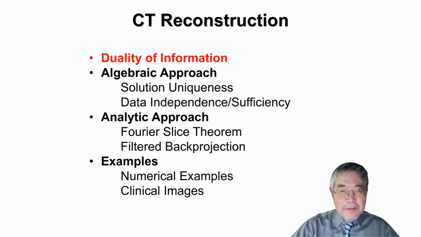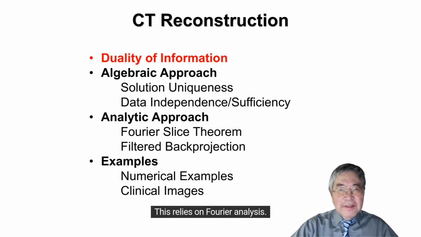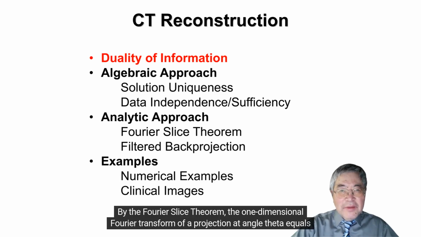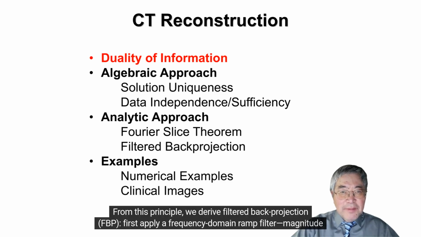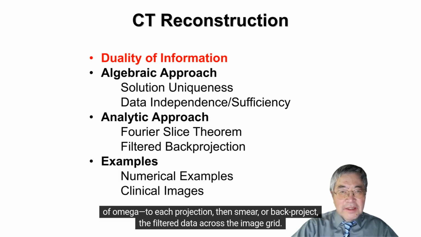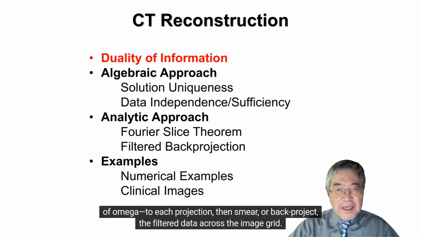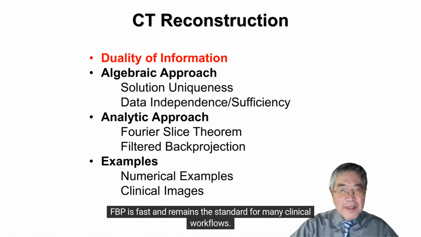Analytic approach. This relies on Fourier analysis. By the Fourier slice theorem, the one-dimensional Fourier transform of a projection at angle theta equals a radial slice through the two-dimensional Fourier transform of the object at the same angle. From this principle, we derive filtered back projection, FBP. First apply a frequency domain ramp filter, magnitude of omega, to each projection, then smear or back project the filtered data across the image grid. FBP is fast and remains the standard for many clinical workflows.